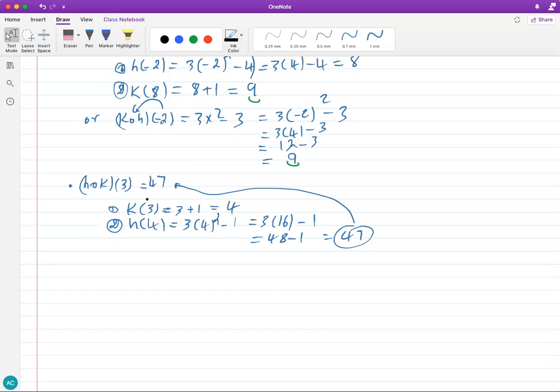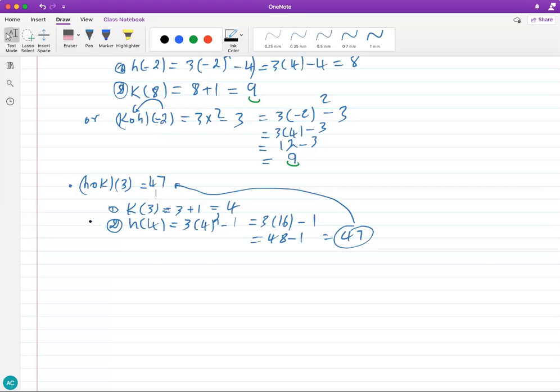Okay, and that's about it basically for composition functions. If you have x here, you have to plug the function into the function if there's an x, as we did earlier. If you have a specific number, then evaluate this first. Whatever you get goes into the first one.